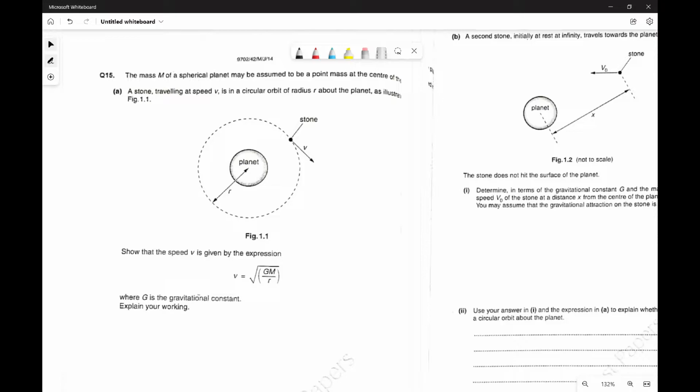v is the speed of the object in this particular direction, and it's attracted to the planet because of the centripetal force. Show that the speed v is given by the expression root of GM over r. So simple, you know the gravitation force. Here we can apply one thing: that force of gravity is equal to the centripetal force. Force of gravity is GMm over r square, and centripetal force is mv square over r. So r is eliminated, and GM over r is left here.